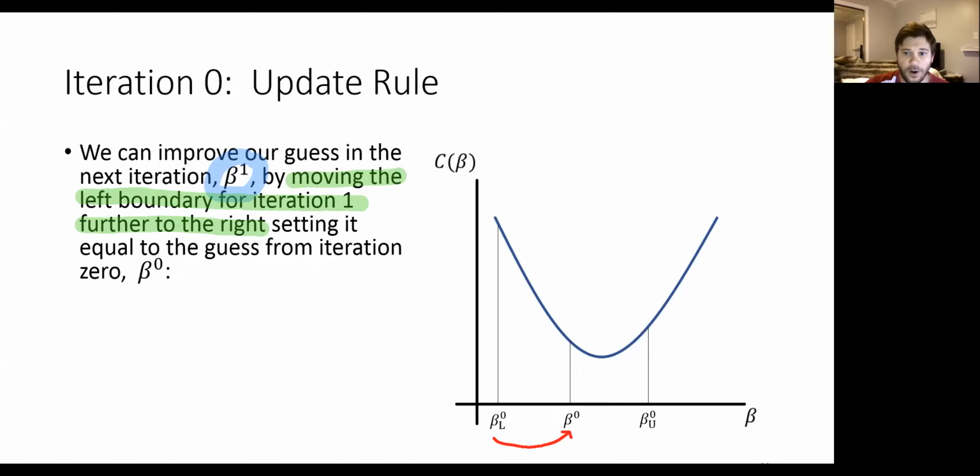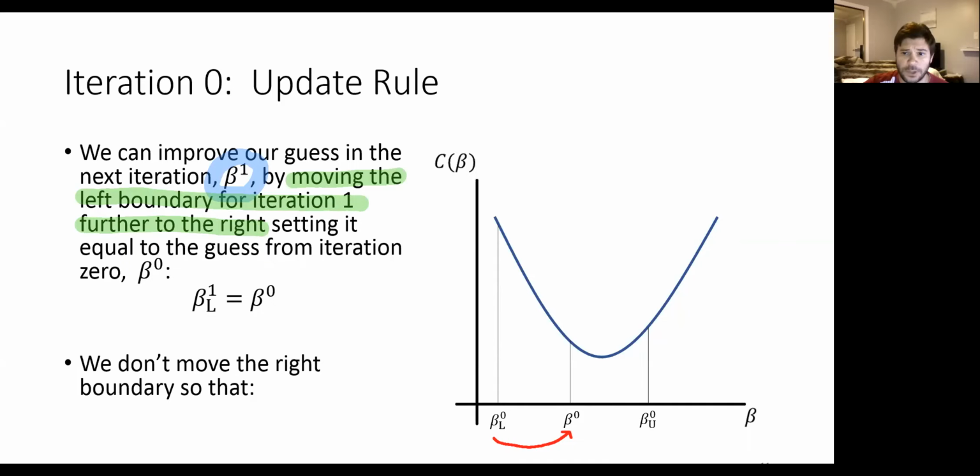So our lower bound in the next iteration, what is that going to be? It is going to be B0 from the previous iteration. That's what we're going to do. So we're going to move that left goalpost to the right. And for now, we're not going to move the right goalpost. We're going to keep B0U where it was. So the upper bound is going to stay the same in the next iteration.